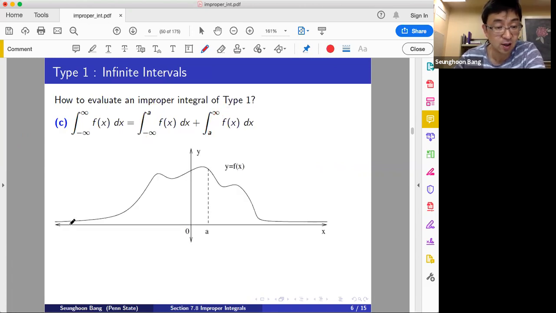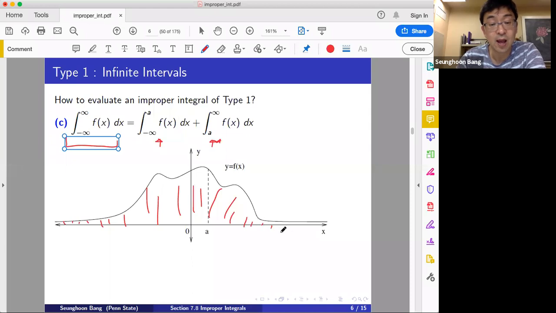So what is the exact geometric meaning of the improper integral from minus infinity to positive infinity? You can find the area under the curve from minus infinity to positive infinity. You can split it into two parts: find this area first, next find the second area and add it. That is the whole idea.